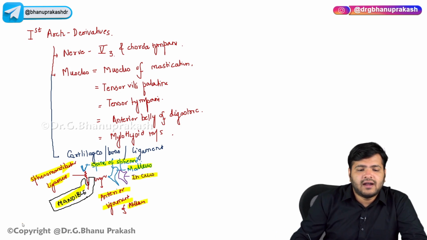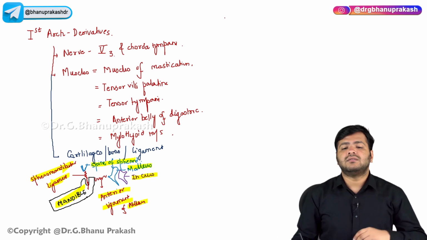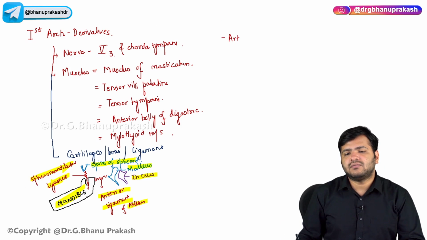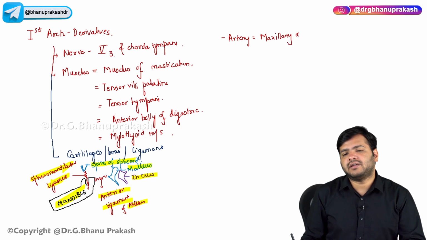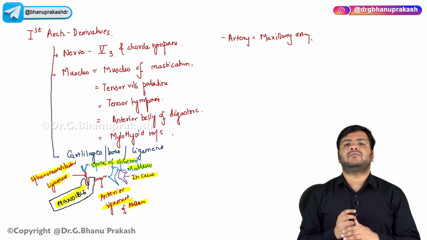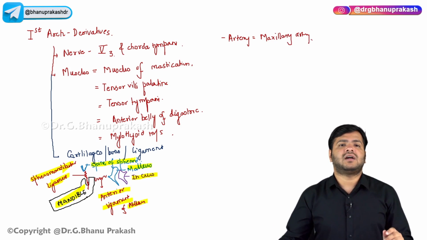Now coming on to the artery which is supplying over here. The artery which is developing over here, that is the maxillary artery, right? So that is about the first arch derivative.